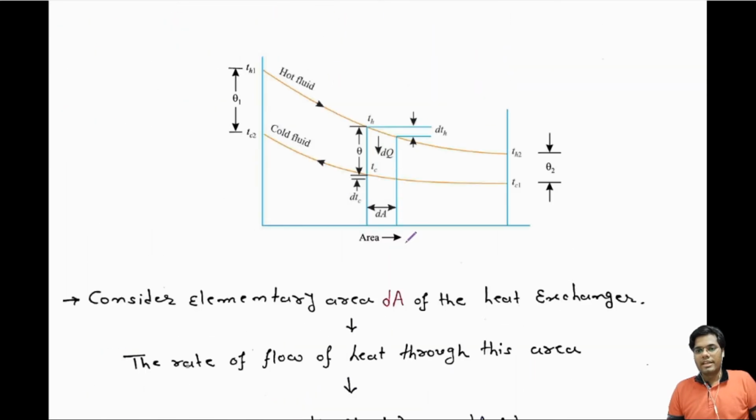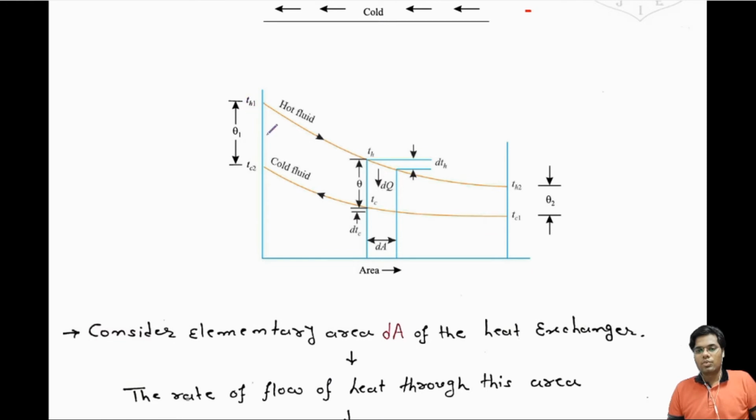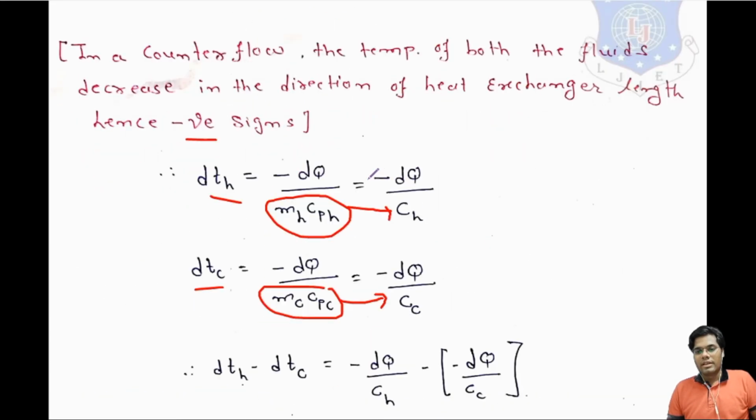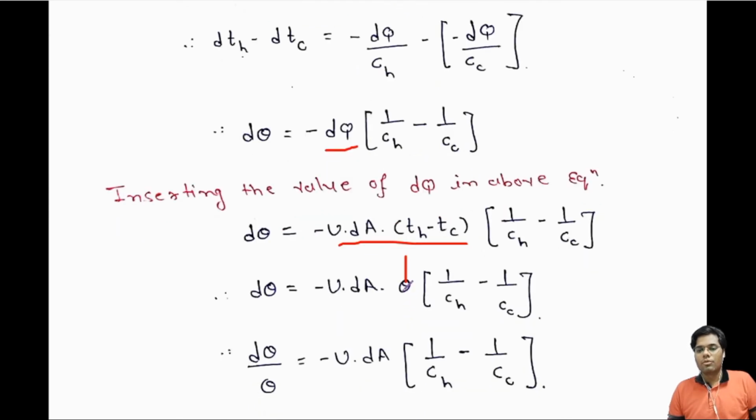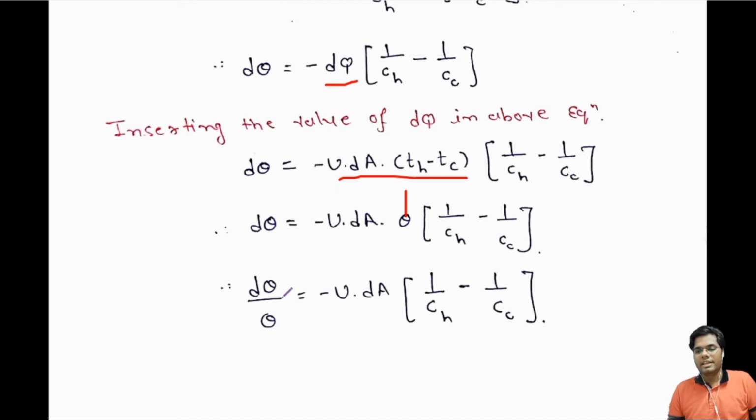As we know from the figure, at the inlet point Th1 minus Tc2 is written as θ1. At the end point of the heat exchanger, Th2 minus Tc1 is written as θ2. So at this elementary area dA, the hot fluid temperature is Th and the cold fluid temperature is Tc. This difference Th minus Tc is written as theta. So instead of Th minus Tc, here we can write theta. Now putting this theta in, we get d theta by theta is equal to minus U dA (1 upon Ch minus 1 upon Cc).